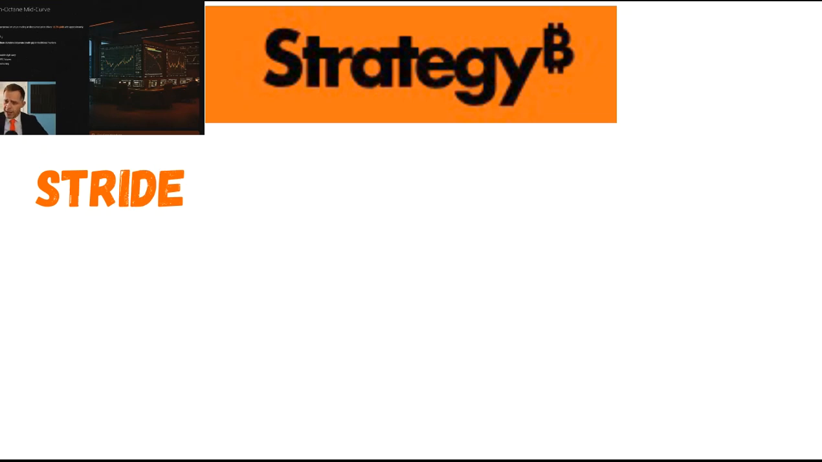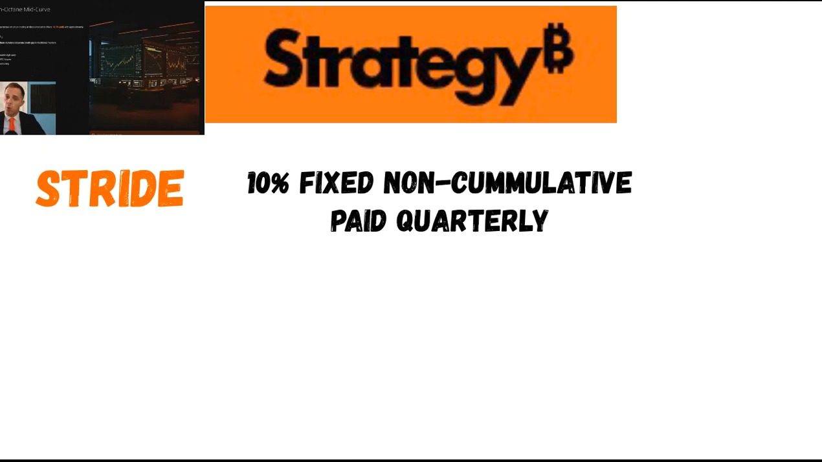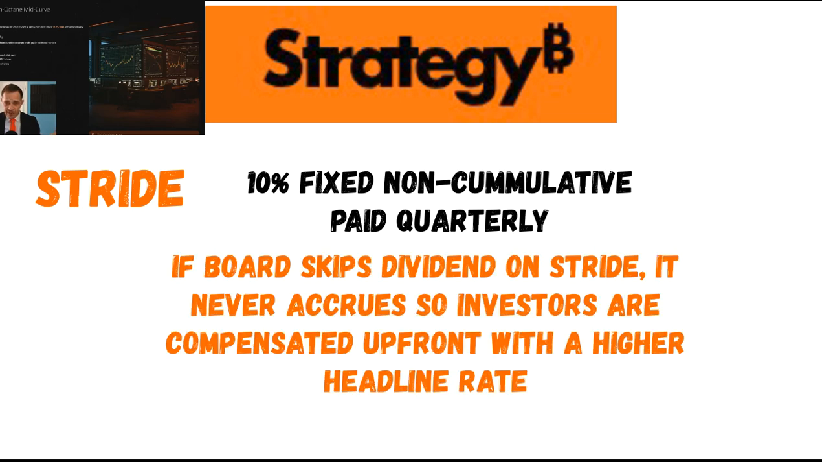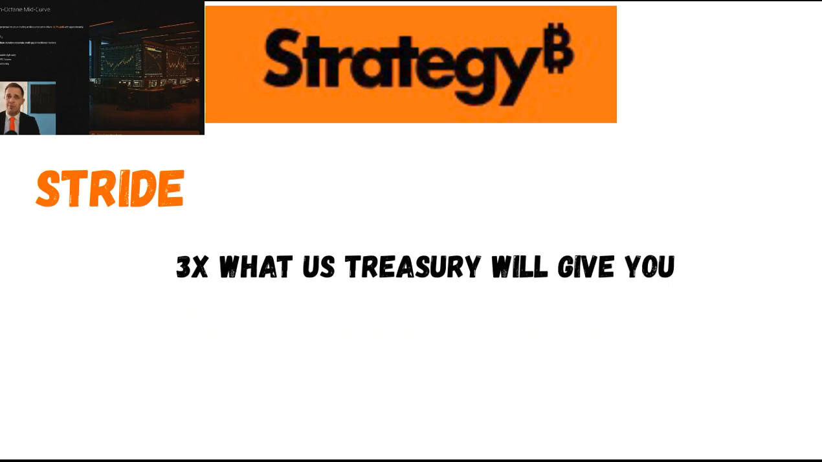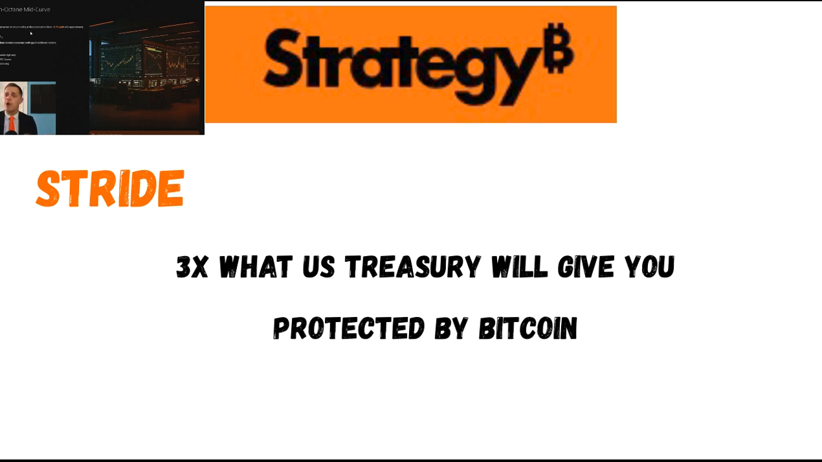So talking about STRD, we have a 10% fixed non-cumulative paid quarterly. If the board skips a dividend on STRD, it never accrues, so the investors are compensated upfront with a higher headline rate, 12.7%. I love STRD, I'm not gonna lie. To think that you can get 3 times what a US Treasury gives you and then have it protected by all of that Bitcoin, that's incredible. I don't see why they wouldn't pay the dividend on STRD or how they couldn't. But hey, that's just me. Remember, this is not financial advice.